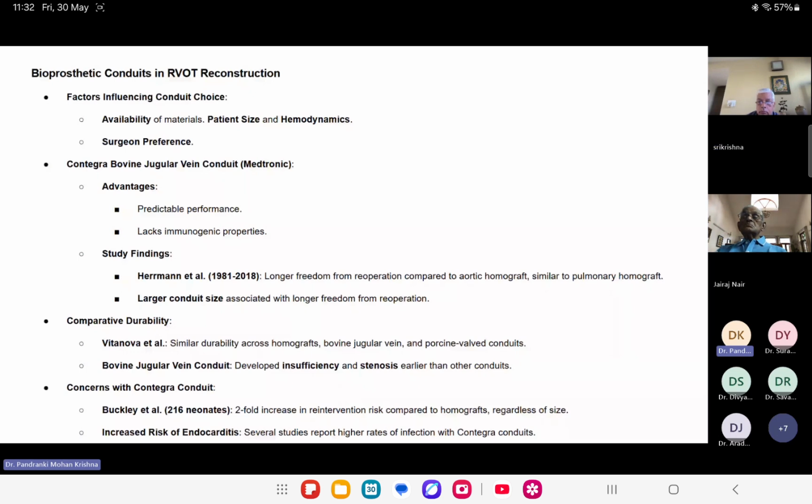Comparatively, durability is similar across homografts and bovine jugular vein and porcine valve conduits. And bovine jugular vein conduit developed insufficiency and stenosis earlier than other conduits in other indications. Concerns with Contegra is a twofold increase in reintervention risk compared to homografts regardless of size, and several studies report higher risk of infection with Contegra conduits. Anyway, we are not using this conduit in the discussion.